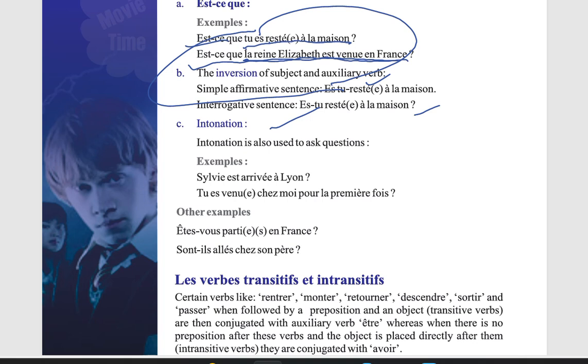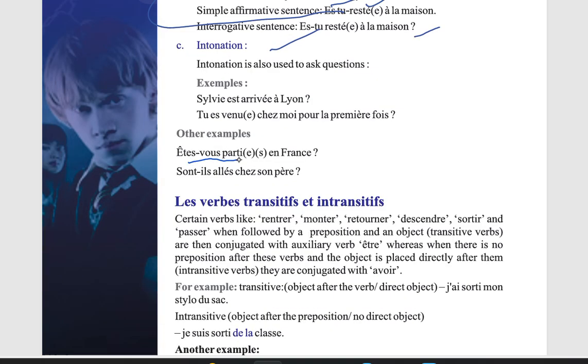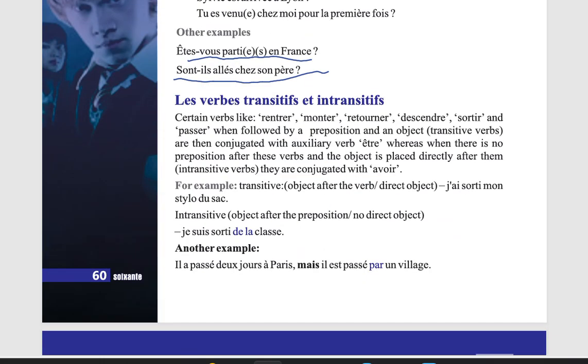Sylvie est arrivée à Lyon. Like that. Tu es venu chez moi pour la première fois. Comme ça. Other examples, this is inversion. Êtes-vous parti en France? Sont-ils allés? Sont-ils chez son père? Clear, students?